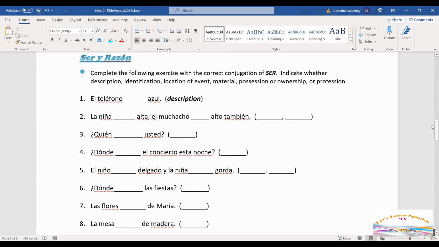Okay. Now, ¿quién es usted? So, what's that mean? Who are you, right? Okay, so remember, in this case, it's going to be a description. Describe yourself. Who are you? Oh, sorry. ¿Quién eres? Oh, sorry, that's usted. ¿Quién es usted? Sí. ¿Quién es usted? Okay. Número 4. Go ahead, do it.